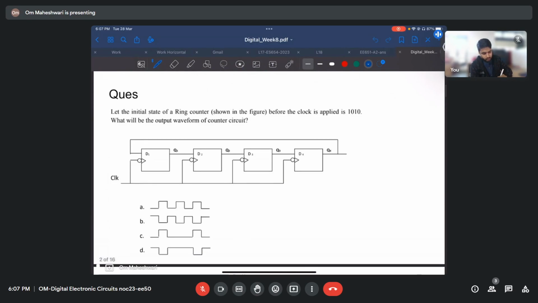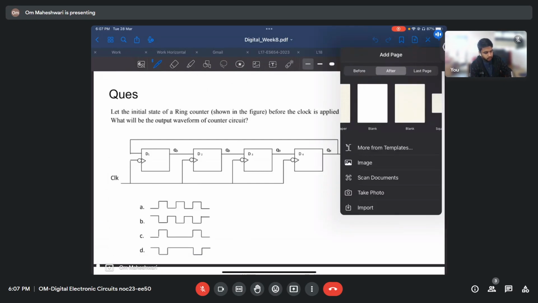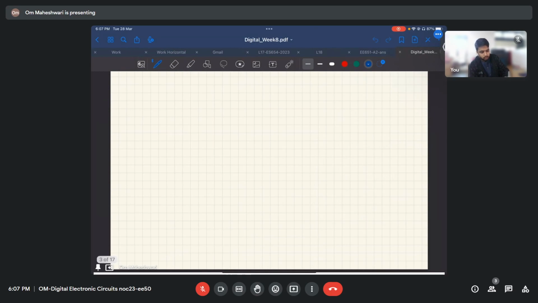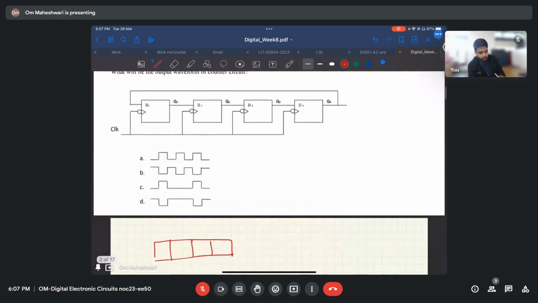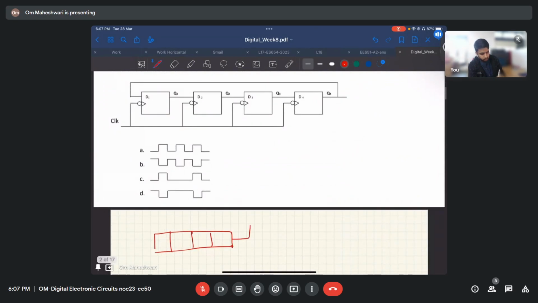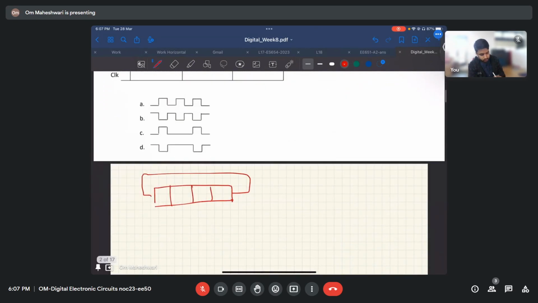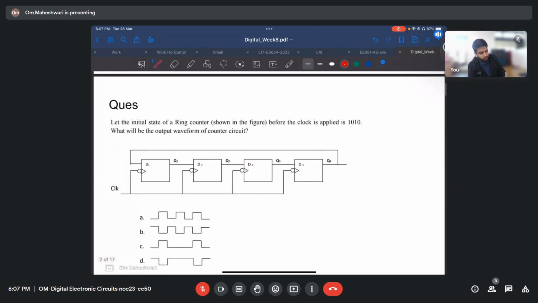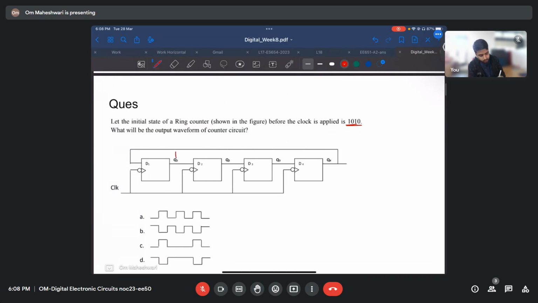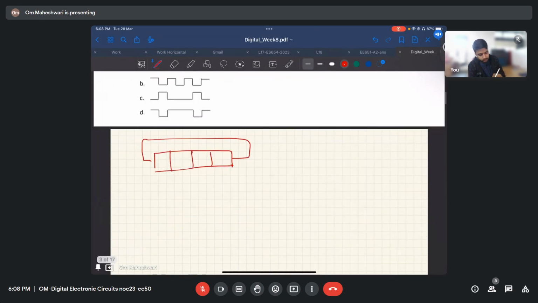Let's say we have this ring counter. You can just consider them as D registers, right? Whatever goes in keeps on circulating. The first question is, initially you have 1010 as the initial state.